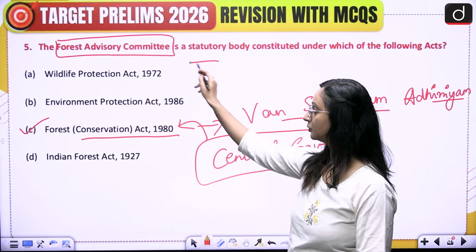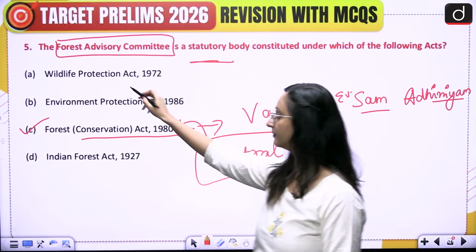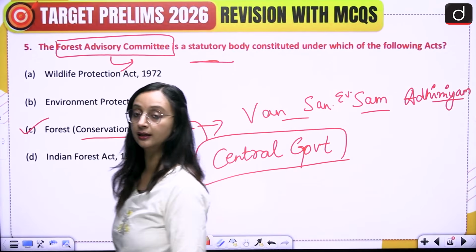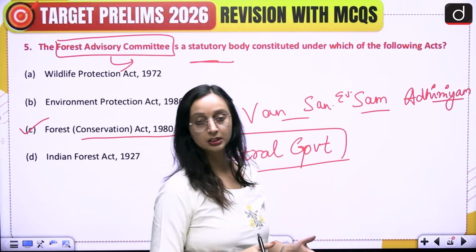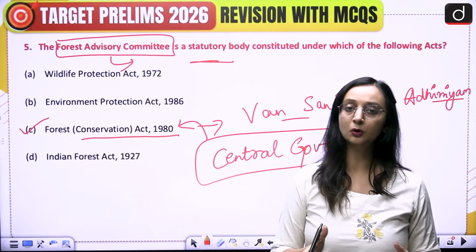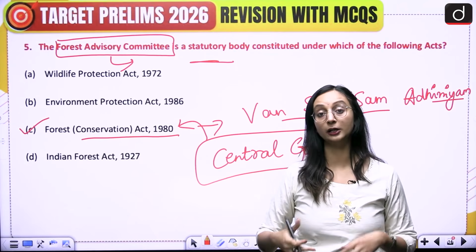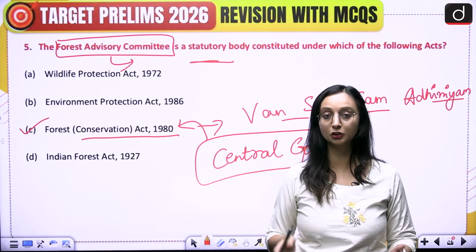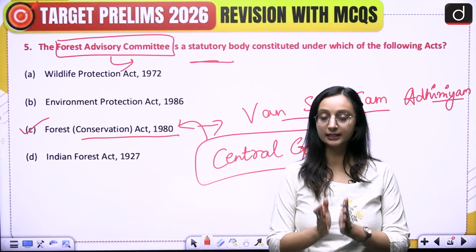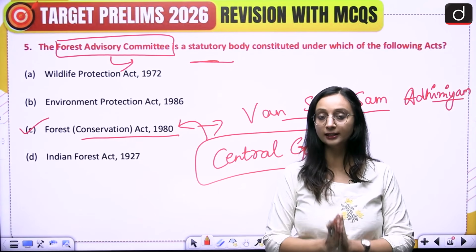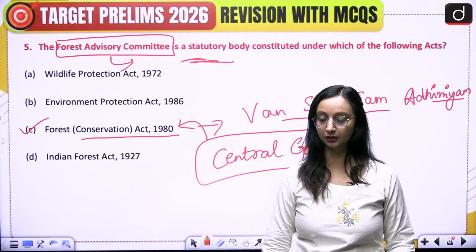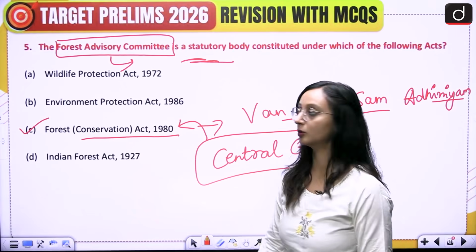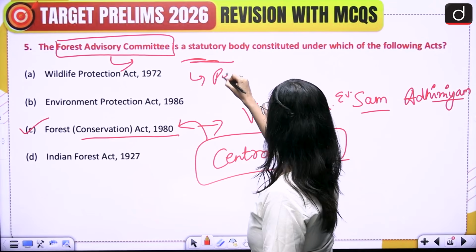So this is a statutory body. It's an advisory committee. It advises, it guides the central government on taking such decisions, that whether we can give this permission or not, because the government also has to take care of developmental needs. It also has to take care of environment conservation. So it actually has to find a balance, and in finding that balance, this statutory body actually helps the central government.